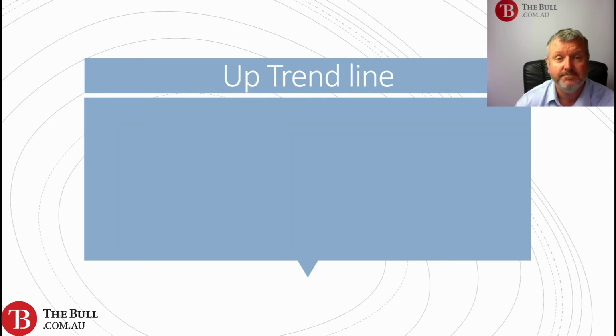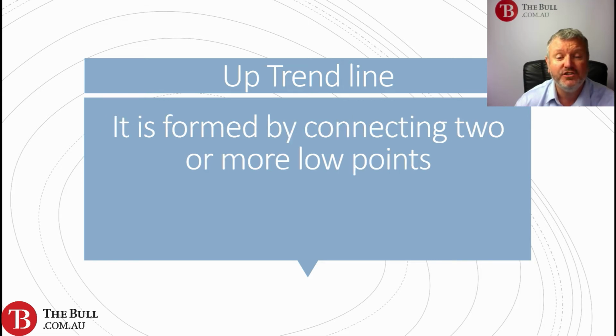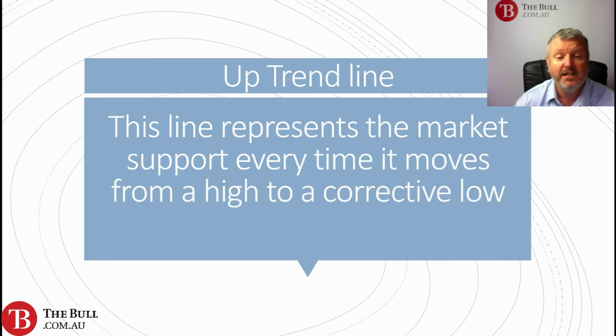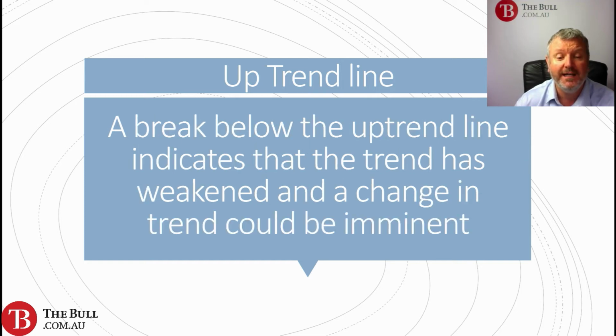So let's take a look at uptrends. An uptrend line is drawn off the lows of an upward trend, therefore has a positive slope. It is formed by connecting two or more low points, so the low points for an uptrend line. This line represents the market support every time it moves from a high to a new correction low. As long as price remains above the trend line, the uptrend is considered solid and intact. A break below the uptrend line indicates that the trend has weakened and a change in trend could be imminent.